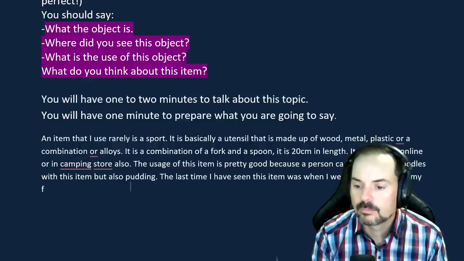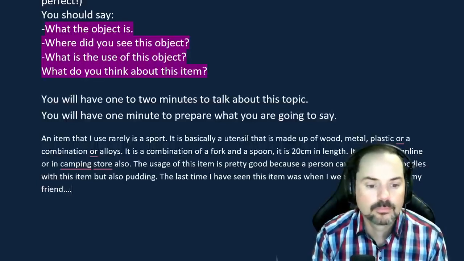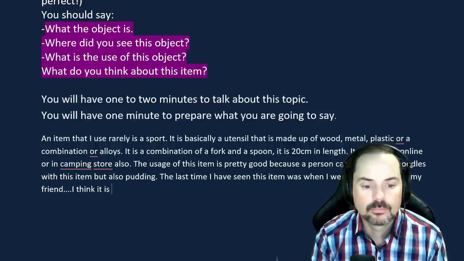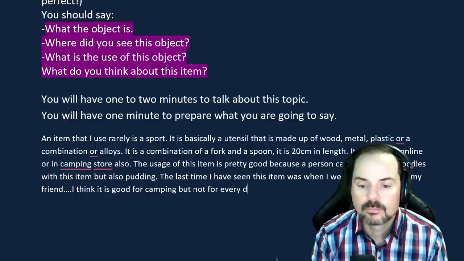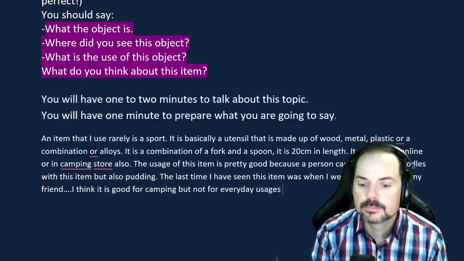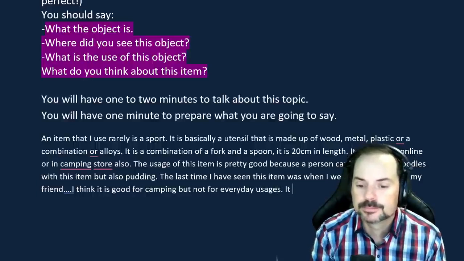So I think it is value for money, and people can use this when they are going for camping, because it is a good alternative for both spoon and fork.